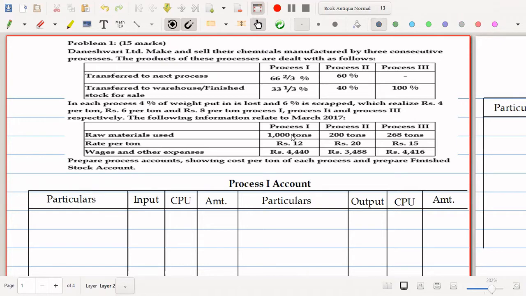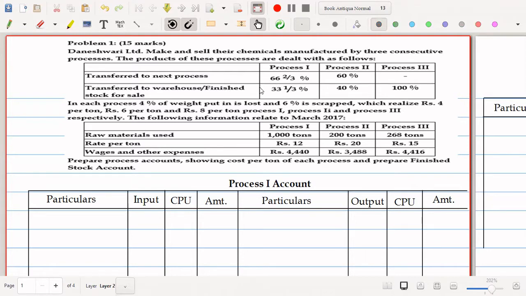Raw material used: 1000 tons, 200 tons, 268 tons in the three processes. Rate per ton rupees 12 in process 1, rupees 20 in process 2 and rupees 15 in process 3. Wages and other expenses rupees 4440 in process 1, rupees 3488 in process 2 and rupees 4416 in process 3. Prepare process accounts showing cost per ton of each process and also prepare finished stock account. So these are the information given here.